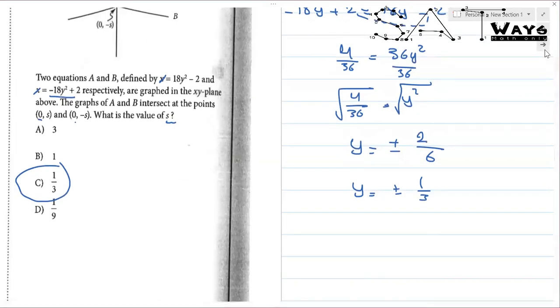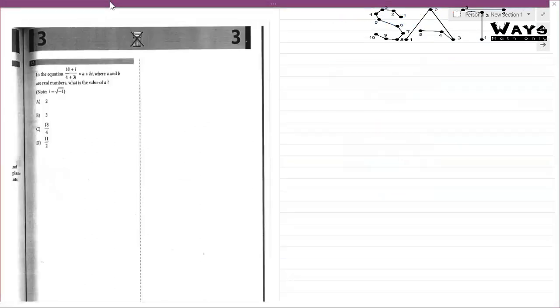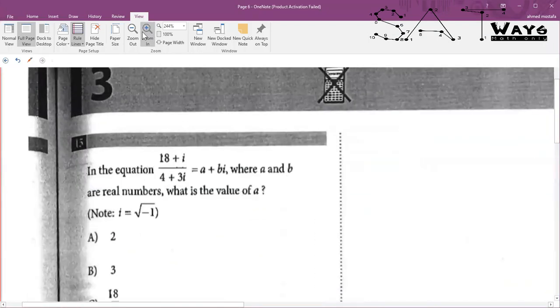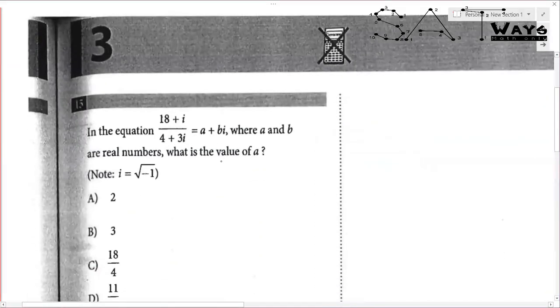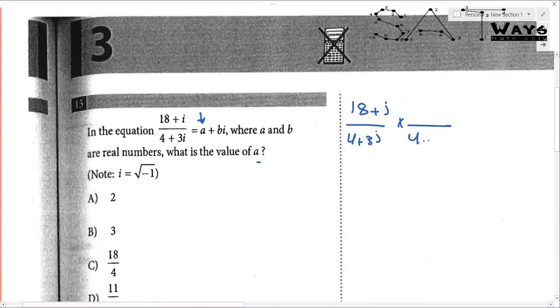All right, number 15. Complex numbers. How to divide complex numbers? By multiplying by the conjugate, and he wants the value of a, which is the real number. First step, let's write it again: 18 plus i over 4 plus 3i, multiplied by the conjugate, which is 4 minus 3i, up and down. It's supposed to be 4 minus 3i to get the conjugate.